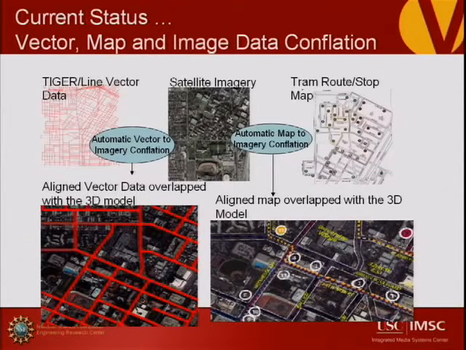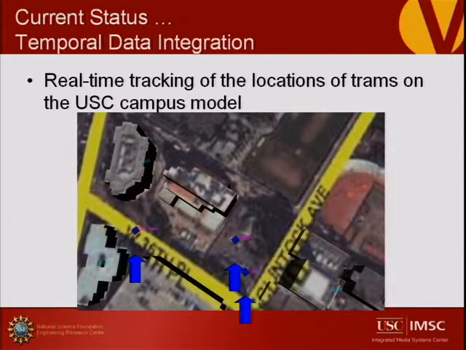So for this demo that I'm going to show you now, we use all these techniques that I described. So we built the models, we put the textures. We also conflated both vector data as well as raster maps. The maps are from the tram routes on the USC campus that we didn't have in vector information. And we also did some temporal data. We did tracking of the trams that get updated every 10 seconds. And we put that information on top of the models as well.